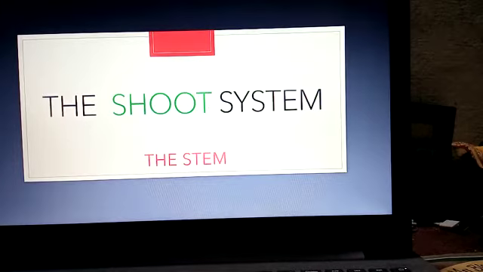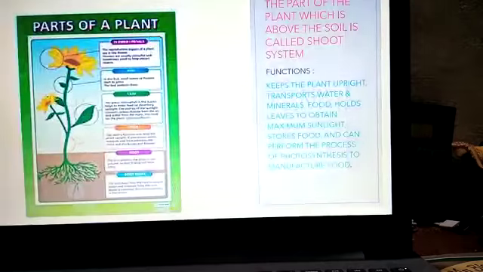Today, let us continue the second part in the flowering plant, that is about the shoot system. Yesterday's class we discussed the root system. Today we are going to discuss the shoot system. In the shoot system, the main part which is holding all the remaining parts of the plant is nothing but the stem. So we are going to discuss the stem today.